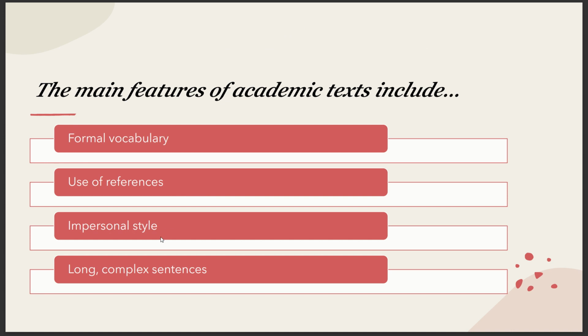Feature 3, impersonal style. Impersonal, as you all know, is the opposite of personal. Personal styles are those that use a lot of, for example, I and we, and even you. But impersonal styles do not really depend on personal experiences or personal language, such as I and we. It can talk from a third person perspective, you know?